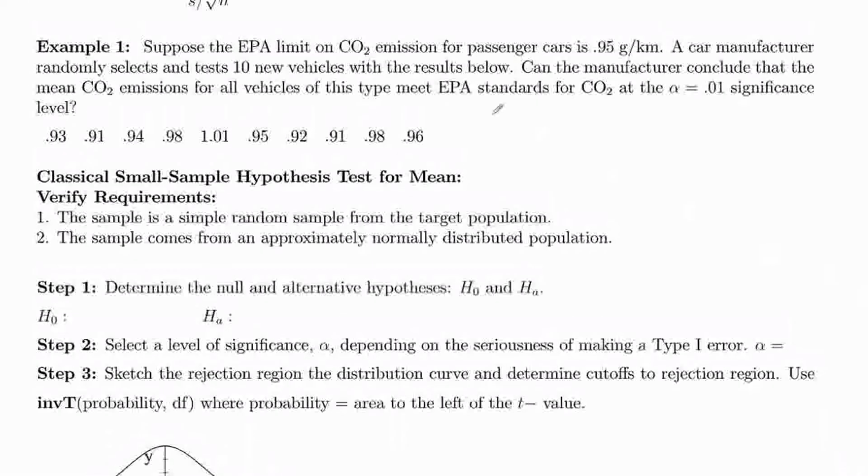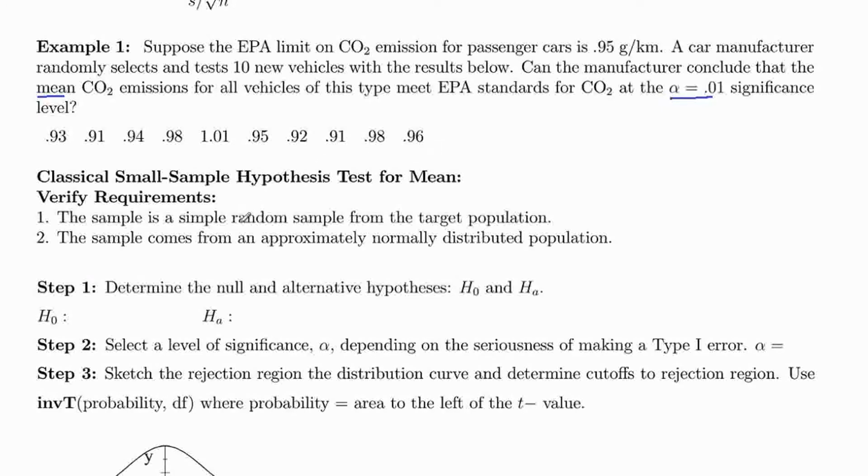The EPA limit on CO2 emission for passenger cars is 0.95 grams per kilometer. A car manufacturer randomly selects and tests 10 new vehicles. Can the manufacturer conclude that the mean CO2 emissions for all vehicles of this type meet the EPA standard? Meeting the EPA standard would be less than 0.95. We're going to do that at the 0.01 significance level. Here's our data: emissions in grams per kilometer for these 10 new vehicles.